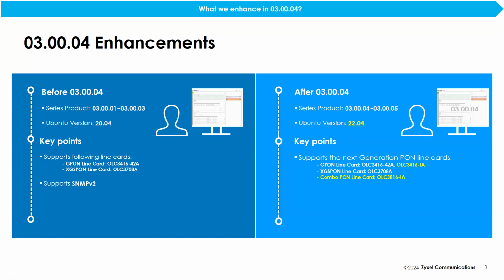Another feature is that the EMS system before 04 can only allow users to add OLT devices as management nodes through the SNMPv2 protocol. But in the latest EMS system, it allows users to add the OLT as a management node through the SNMPv3 and v2 protocols.